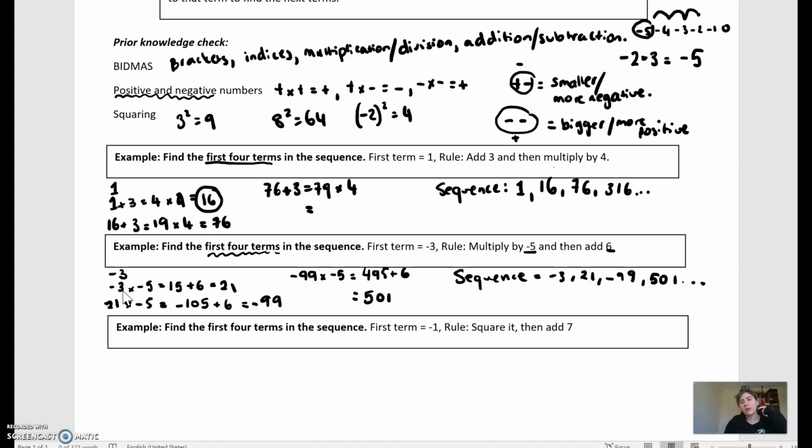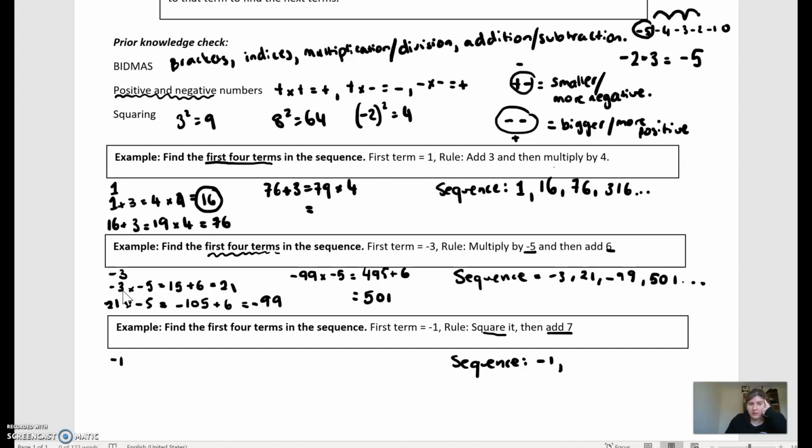Right, if you're feeling confident with this, you can pause the video now, have a go at the third example, and then resume it when you want to keep going, okay? But otherwise, here's the next one. So our first term is -1. We're squaring it and adding 7. So our next term, again, I'm just going to write sequence over here, starting at -1.